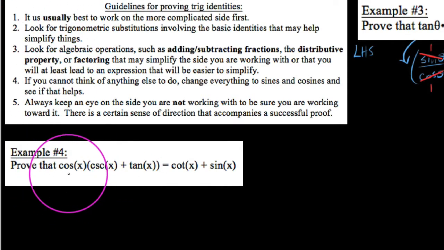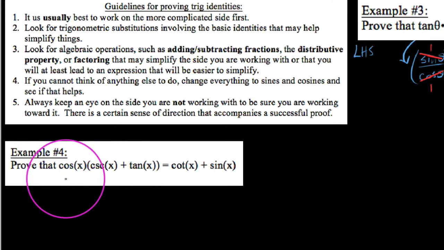But we say, look at the left side. We have cosecant times the quantity, cosine times the quantity, cosecant plus tangent. We also have cotangent plus sine on the right side. So in terms of which side looks more complicated here, we're going to work with the more complicated side. It looks to me like the left side seems to be the more complicated side here.